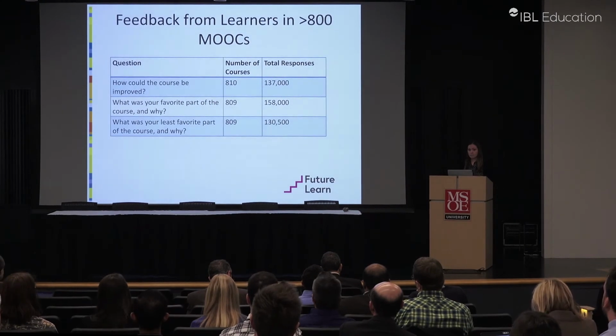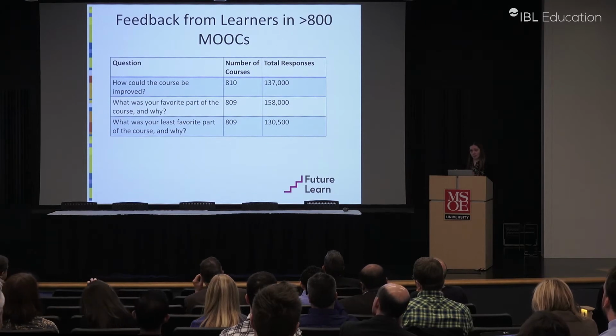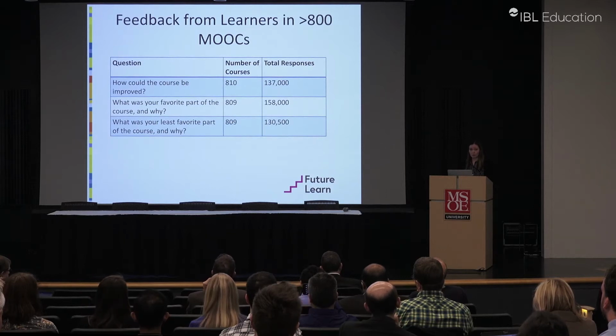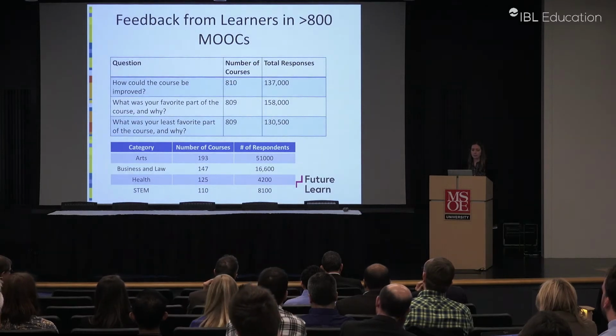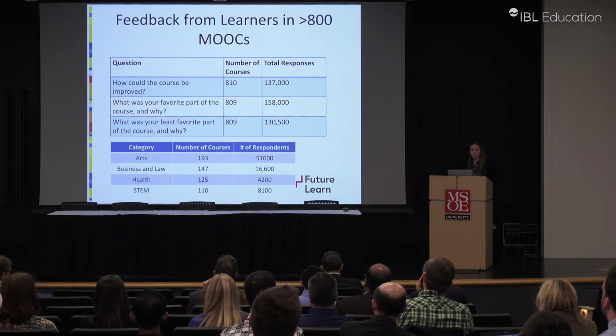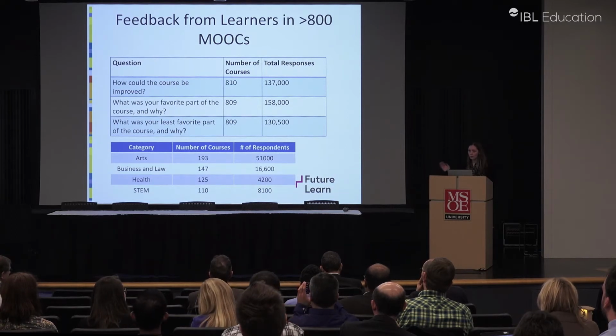And so you can see these are just the learners who stayed to the end. So this is one particular group, right? They're the group that utilized it more like a course because they're there at the end. And then we broke it down into the categories of arts, business and law, health, and STEM. You can see we had 193 courses in arts, so that led us to 51,000 respondents, and so forth. So a whole lot of people.